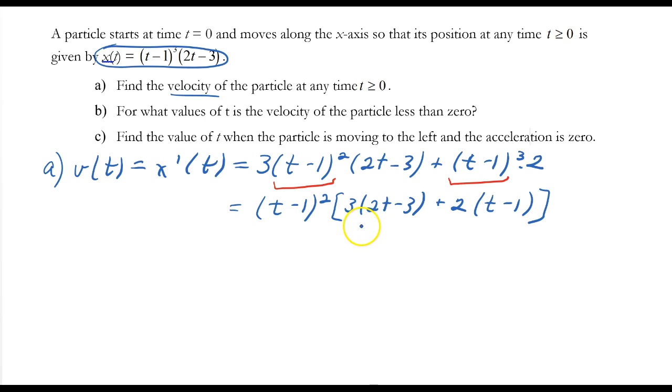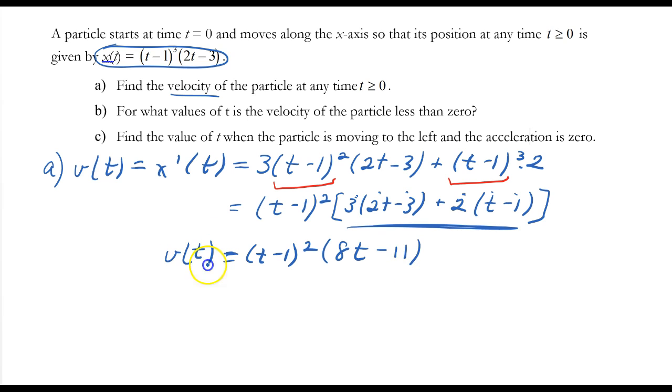So we're going to simplify all of this right now. Out front, things stay the same, t minus 1 squared. But 3 times 2t is 6t, and then this 2 times t is 2t. That's an 8t. And then 3 times negative 3 is negative 9, and 2 times negative 1 is negative 2, and negative 9 and negative 2 is negative 11. And this is the velocity function that we want. It's in factored form, and it's easier to work with. You'll see why in just a moment.